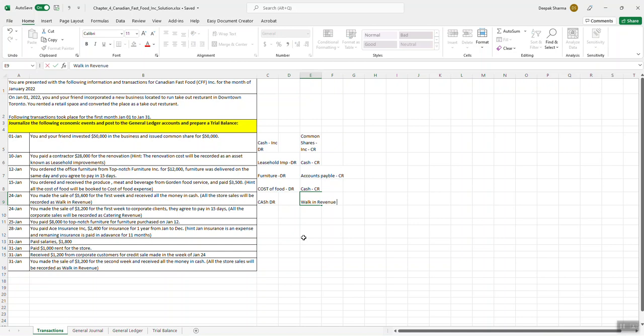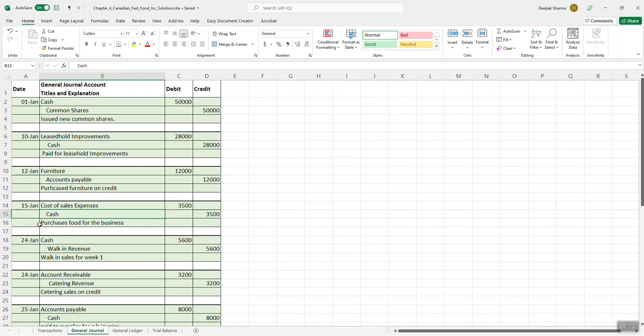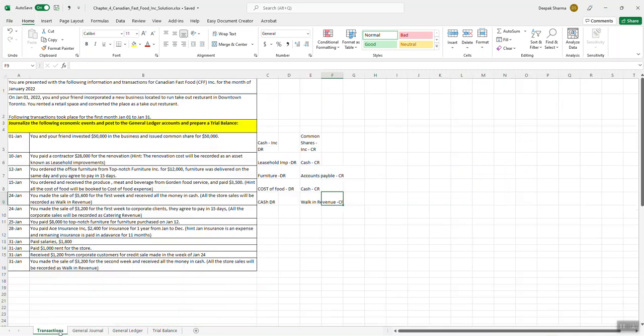And walk-in revenue is a revenue account, and the rule for that is revenue increases, and if revenue increases, what do? We credit. So the journal entry will be debit cash account, because we always put the debit account first, credit walk-in revenue 5,600.